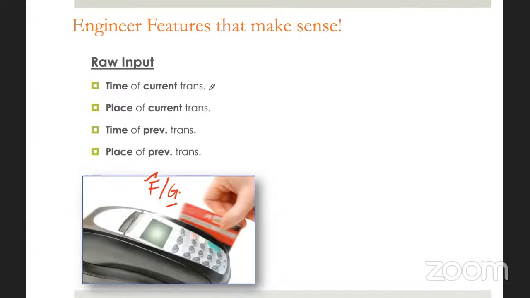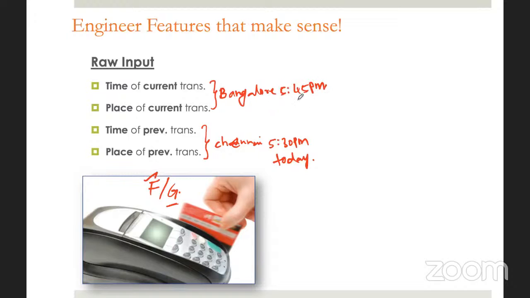Now, let us say, for example, the current transaction has been done in Bangalore. Let me first give you the information on the previous transaction. The previous transaction was done in Chennai at 5:30 p.m. today, and the current transaction was done at 5:45 p.m. today. Now, based on this information, can you tell me whether this transaction is genuine or fraud? Can you post your response? What can you say about this transaction?